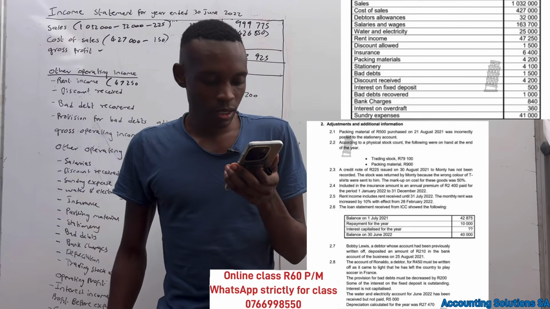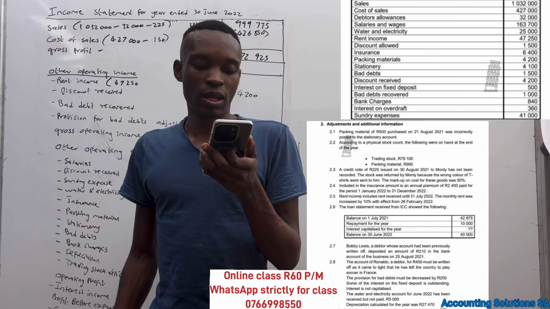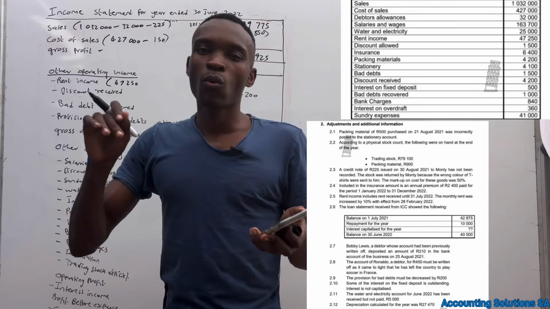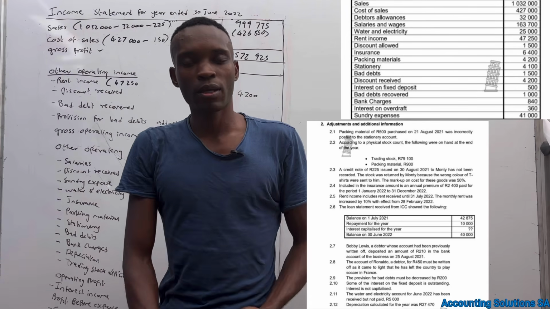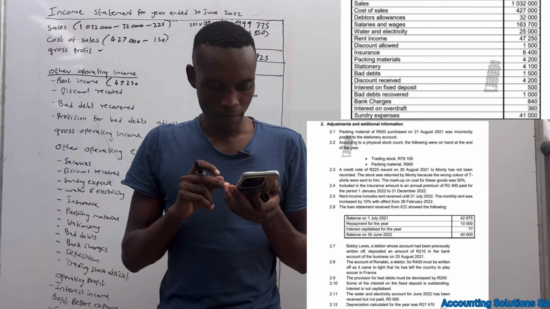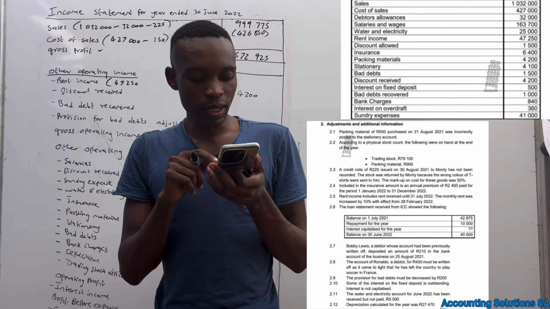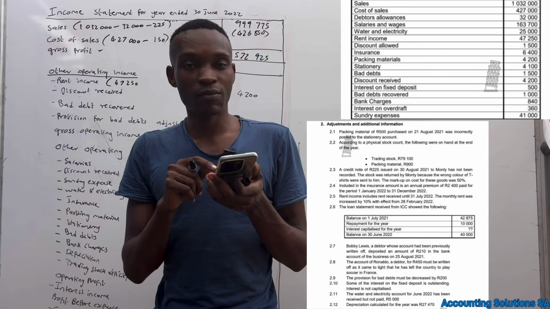Okay, transaction number 2.5. A rent income includes the rent received until July. Remember, our year is ending June. We receive a rent for next month, for next year. In other words, we receive rent in advance in 1 month. But let's proceed. They say that the monthly rent was increased by 10% with effect from 28 February.